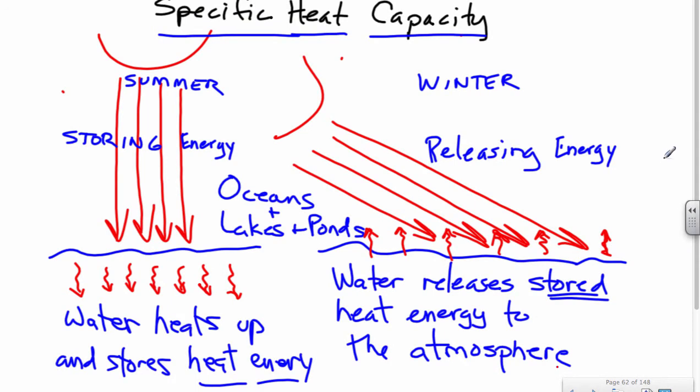So this sketch shows just what's happening over the course of the seasons with water on the surface of the planet. And this happens in oceans, it could happen in Lake Michigan, Lake Erie, ponds, even rivers and small streams, where the sun provides solar radiant energy to be absorbed by the water. So in the summertime, the sun's rays strike directly on the surface of the earth. The water heats up and stores heat energy. This happens slowly over the course of an entire summer.